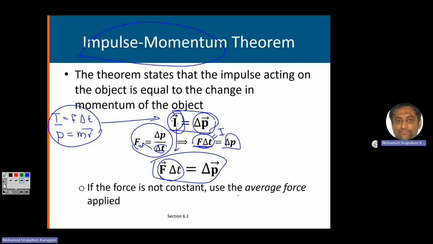F times delta t is equal to I. That is the definition of I. If you have a force which acts on an object for a time period of delta t, the product of force and the duration is called the impulse. So I is equal to F times delta t, not F.